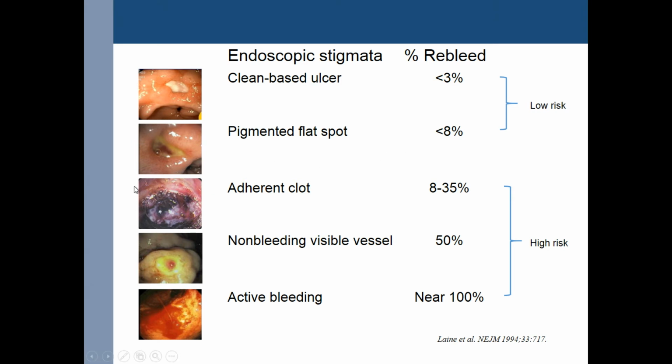Compare that to these bottom three pictures, which have a much higher risk of rebleeding associated with them. This one shows a picture of an adherent clot, and that rebleeding risk varies anywhere from 8 to 35%. This picture shows a non-bleeding visible vessel, which is a little protuberance in the middle of the ulcer, and that's associated with about a 50% risk of bleeding.